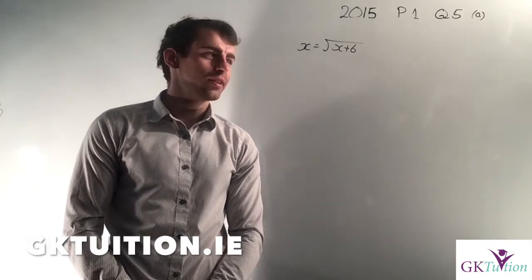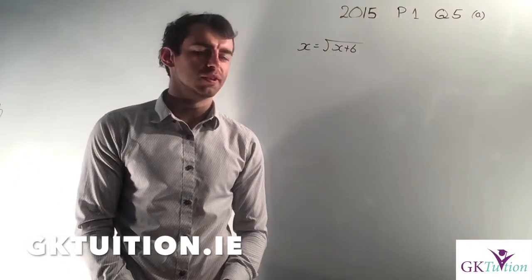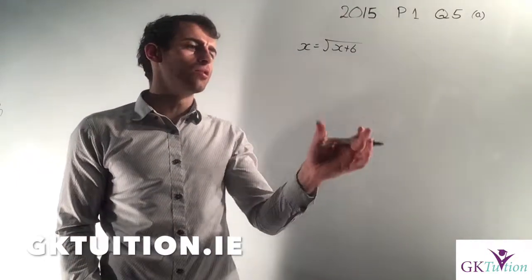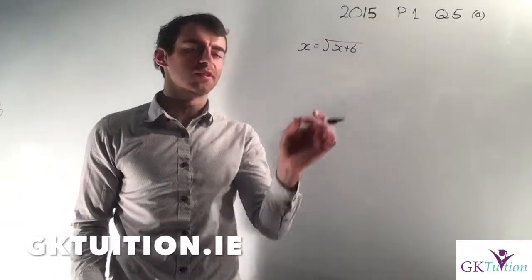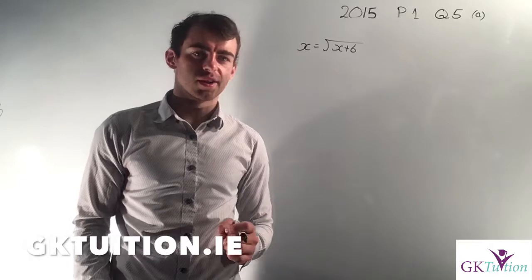In part A of this question, we're asked to solve x equals the square root of x plus 6. Now in this case you should recognize that my first problem is that I have a surd. So in order to get rid of the surd, I'm going to have to square the right hand side.